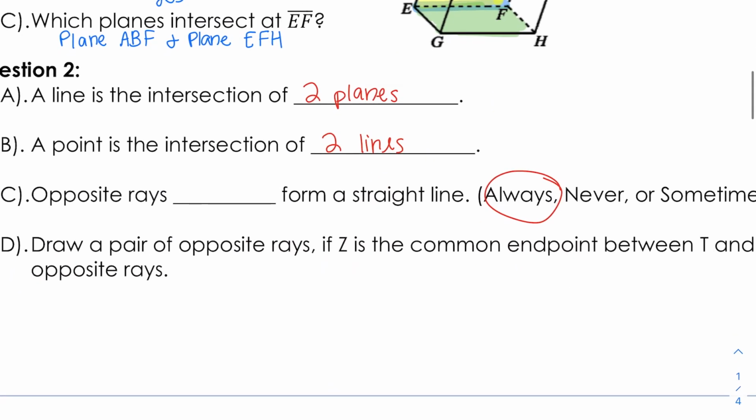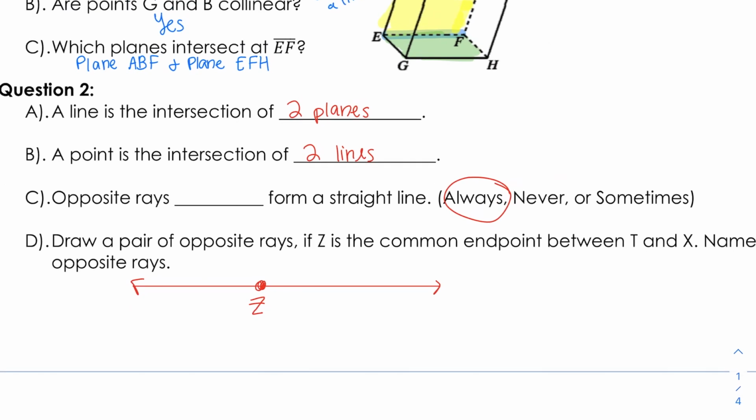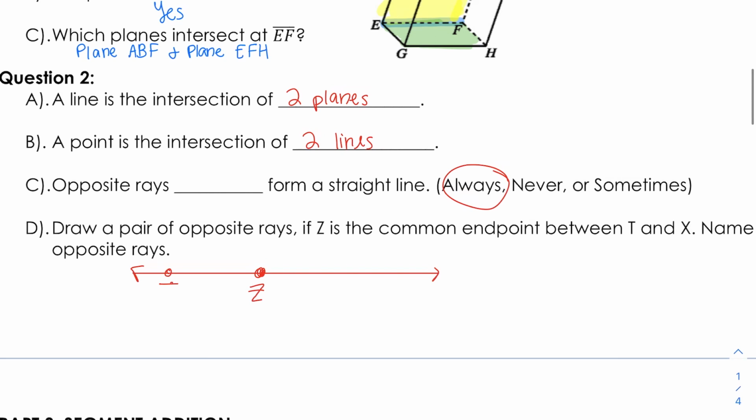A pair of opposite rays: Z is the common endpoint, so I have one going this way and one going that way. This is Z, and we'll call this one T and this one X. The way I label it is I do my endpoint first: ZT and ZX.